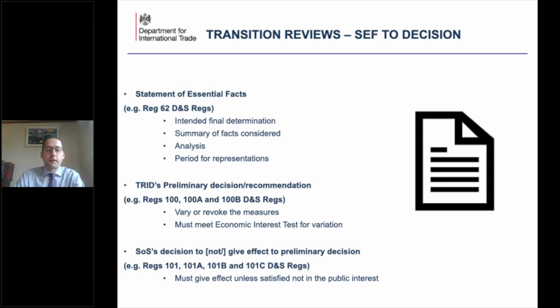Following that period of dialogue, then we make our currently called preliminary decision, which is either to recommend that the measures in place be varied or revoked. And that is a recommendation to the Secretary of State. And as I've just put there in a second bullet point, where the recommendation is that the measure is varied, that can only happen where we find that it is in the economic interest for that measure to be varied. So finally, of course, the Secretary of State receives our recommendation and then will decide whether to give effect or not, as the case may be, to our recommendation. And the essential element of her consideration at this point will be whether or not the measure is in the public interest.